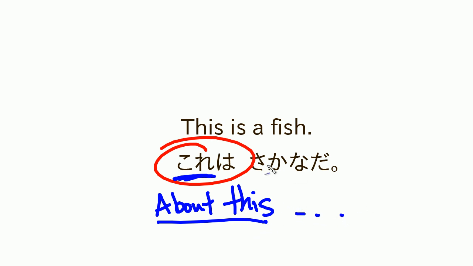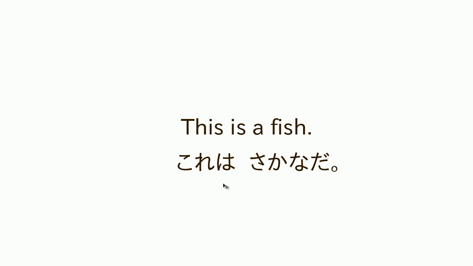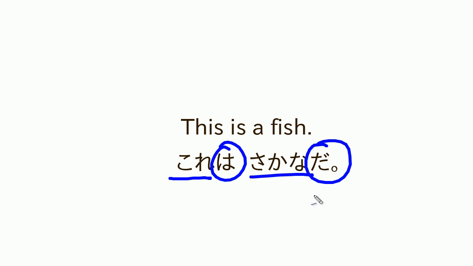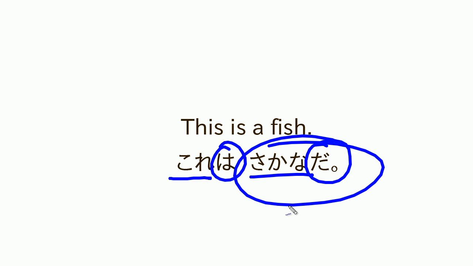So everything after wa is something you can talk about. Anything about this. So in the end, the wa particle merely marks what the speaker is trying to talk about, or the topic of the sentence. Now in this case, the wa particle signifies that this, これ, is a fish, sakana, and da we learned last lesson. So, これは means about this. And then the declaration, sakana da, is the packet of information given to the topic, これ.